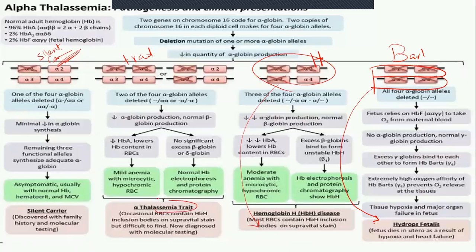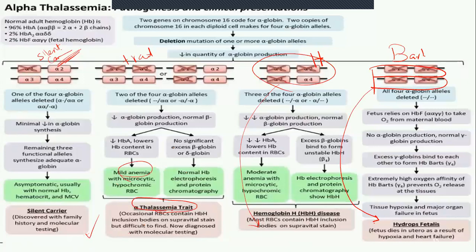Thalassemia trait, we have mild anemia, so less frequency of blood transfusion. While in silent carrier, it's apparently healthy and there is no need for blood transfusion, and even hemoglobin level is normal and there is no need to treat.